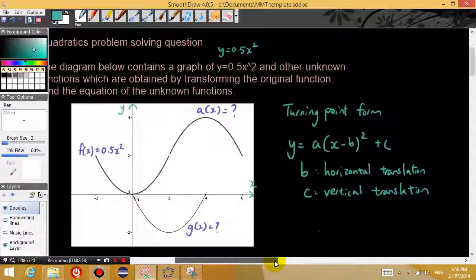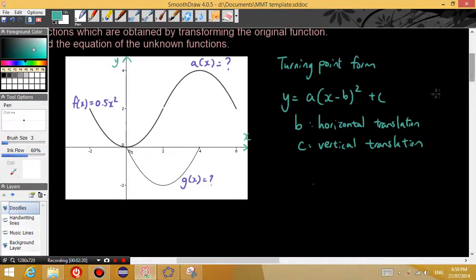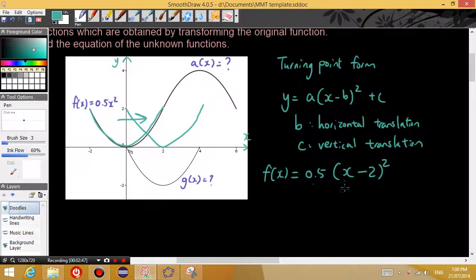Okay, so if we want to move this graph to the right, let's say this is our original graph, and let's say we want to move it over here. So we're moving it to the right. So the first thing we'll do is we will go f of x equals 0.5(x minus 2) squared. That will move it to the right. Okay. And then we move it 2 units down.